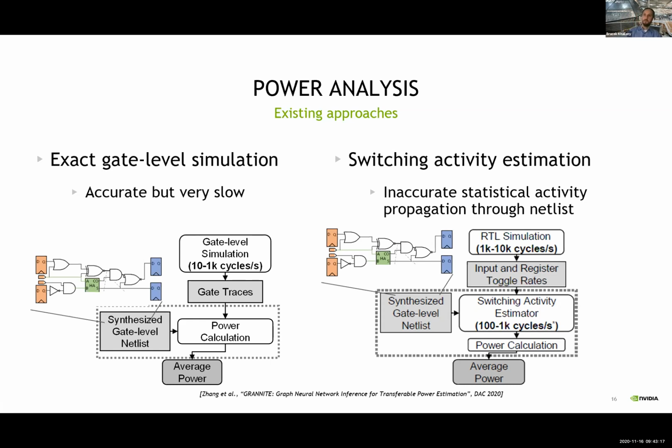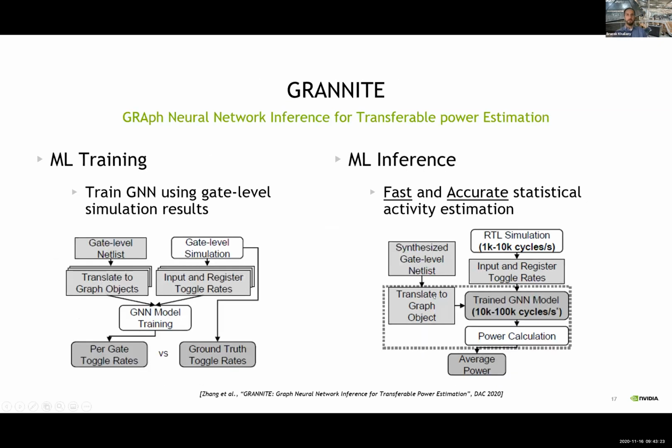So the question we asked is if we could use graph neural networks to improve that switching activity estimation. It turns out it works pretty well. So the idea is that we have one graph neural network model that we train on ground truth toggle rates to understand how typically the activity rates can propagate from inputs through a combinational logic netlist. This trained model can then run inference on a brand new netlist that it's never seen before. So the cool thing about graph neural networks is they can infer on new graphs that they haven't actually seen before, not just new workloads on the same graph. And this leads to pretty fast and accurate statistical activity estimation.